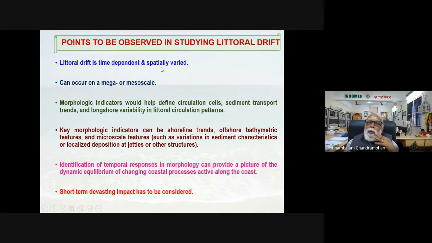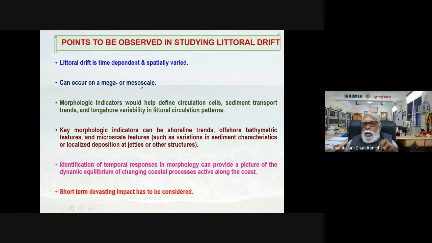If you go to Marina Beach near Mahatma Gandhi statue, the littoral drift will be something. If you go to Anna Samadhi, there it will be something different. So they are all spatially different. The mean values may be similar, but if you have a measurement, you will see there will be quite a big difference. And it can occur on a mega scale and also a micro scale.